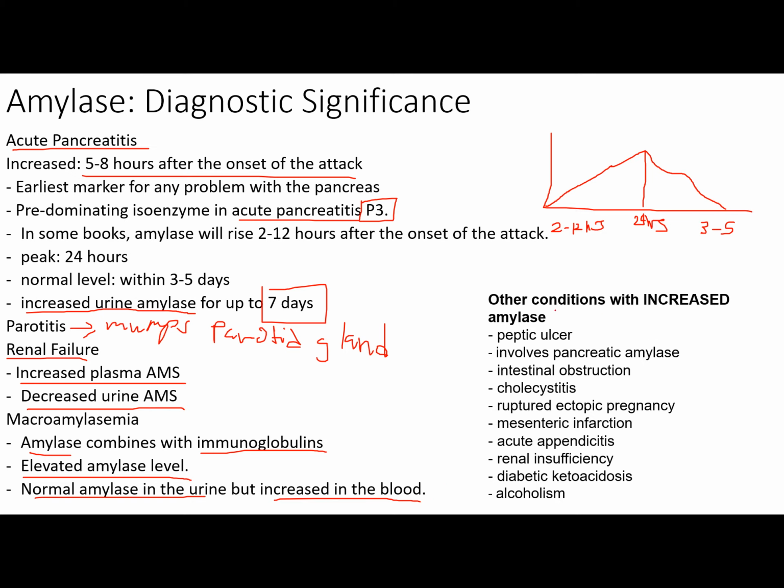Other conditions with increased amylase would include peptic ulcer, involving pancreatic amylase, intestinal obstruction, cholecystitis, ruptured ectopic pregnancy, mesenteric infarction, acute appendicitis, renal insufficiency, diabetic ketoacidosis, and alcoholism.